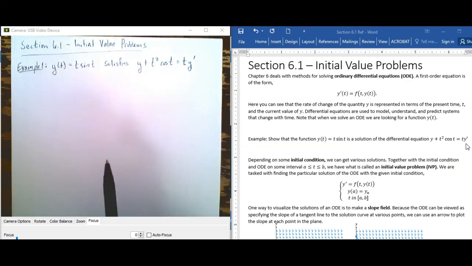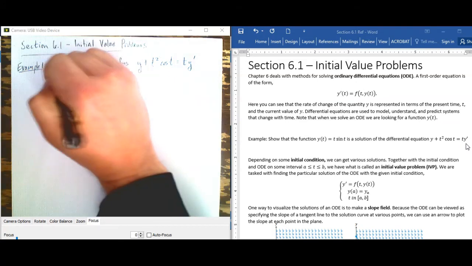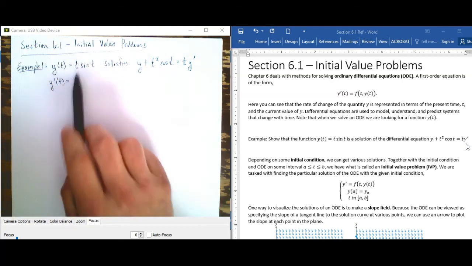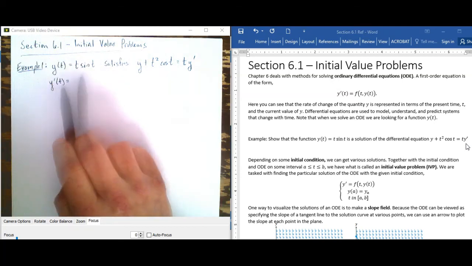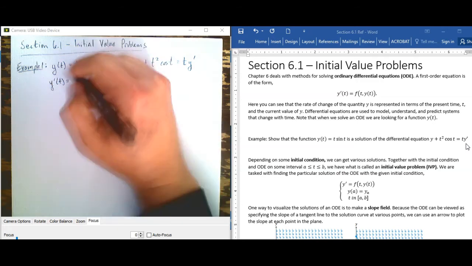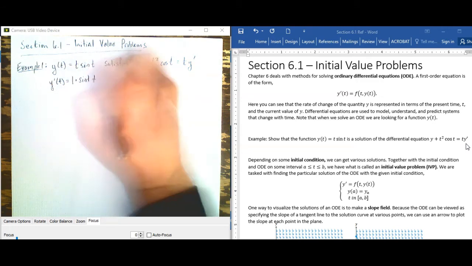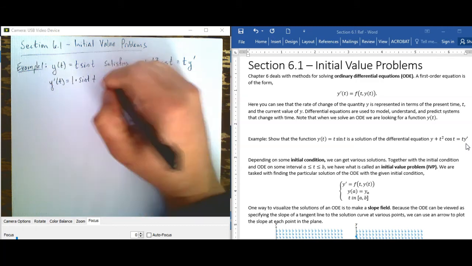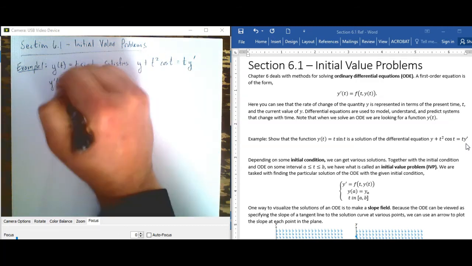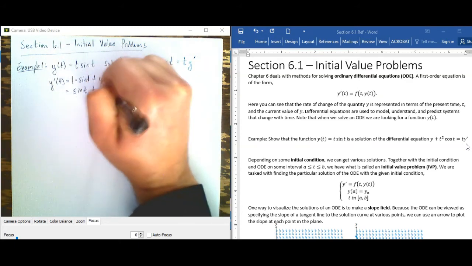The first thing we should do is find y prime. So y prime of t will be equal to, note that we're taking the derivative with respect to time here, so we'll need to use the product rule. The product rule states we take the derivative of the first, which is 1, times the second, plus the derivative of the second, which is cosine, times the first, or sine t plus t cos t.